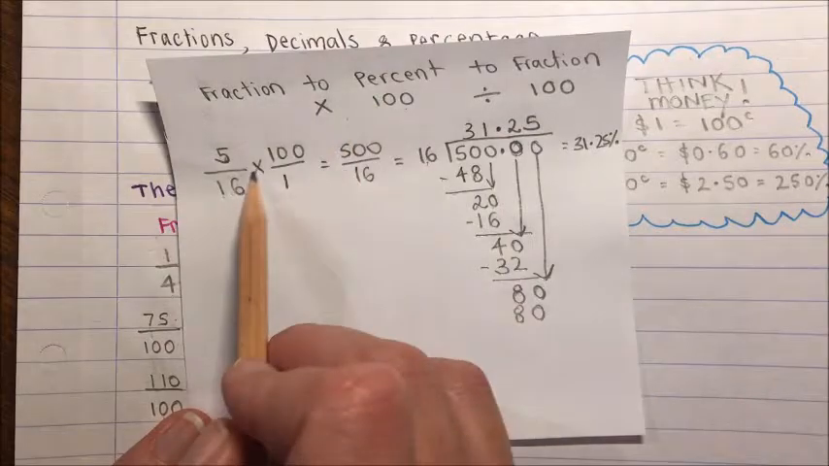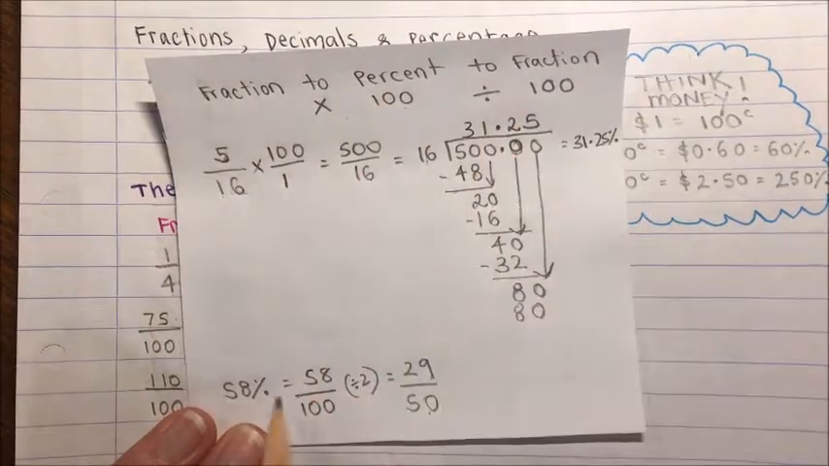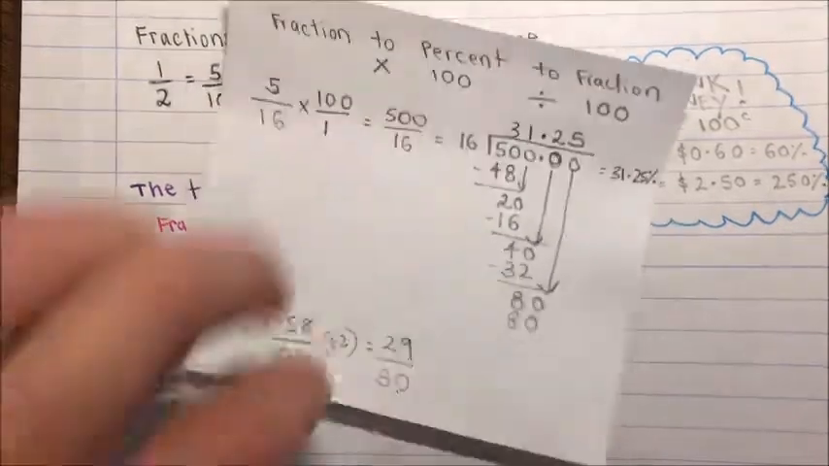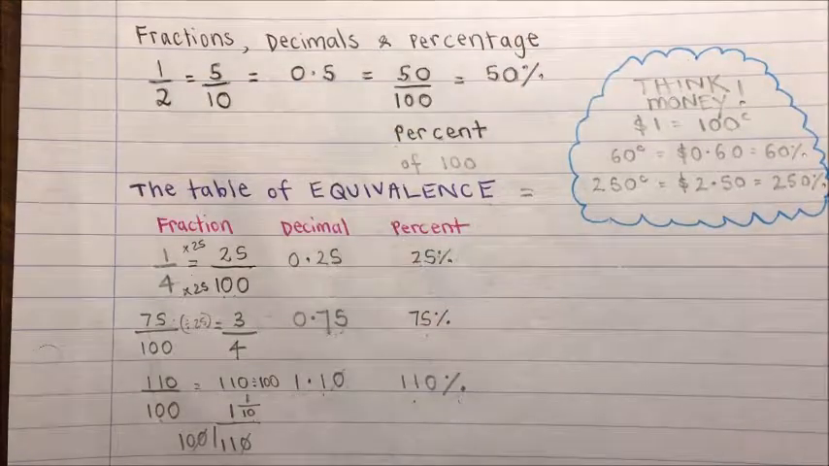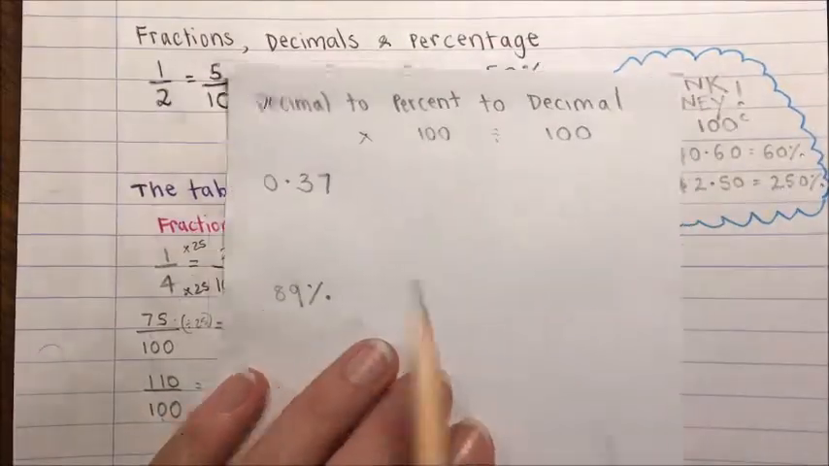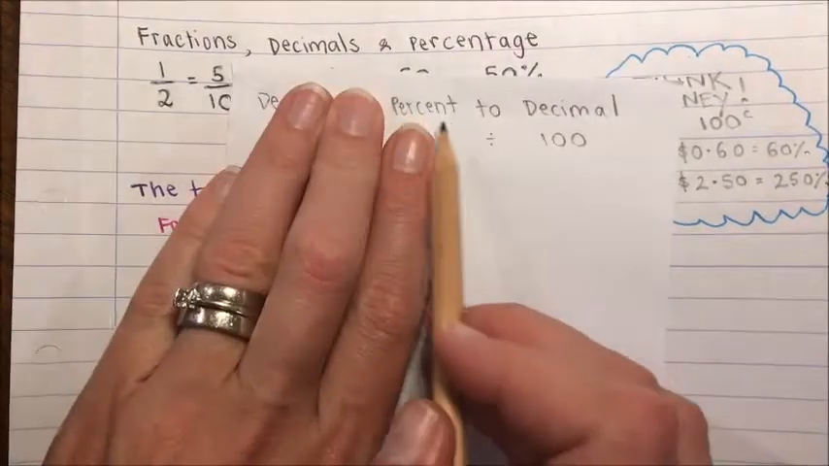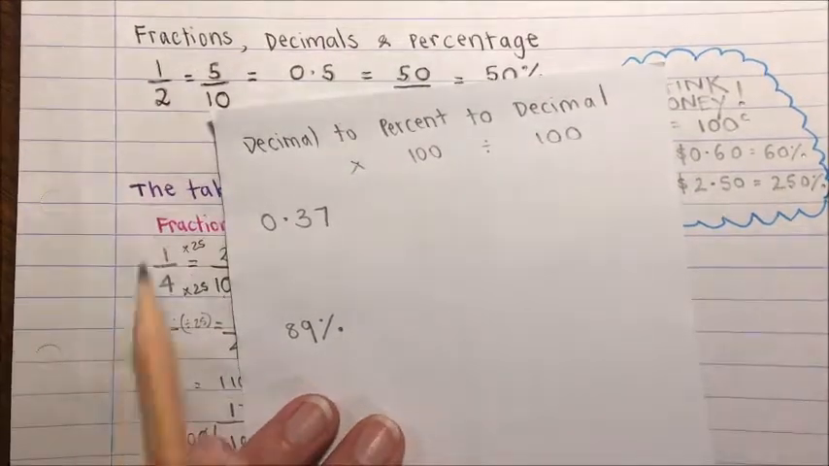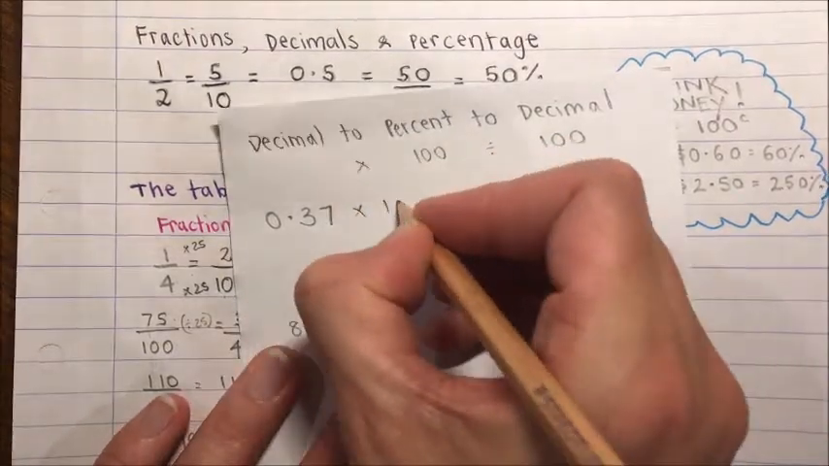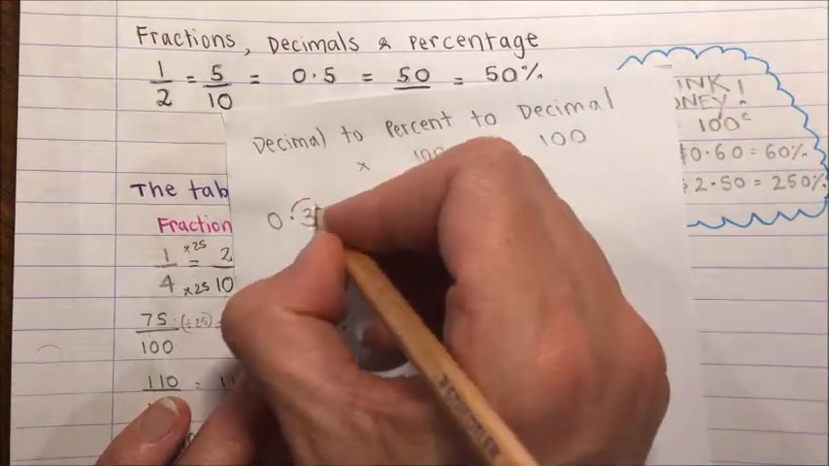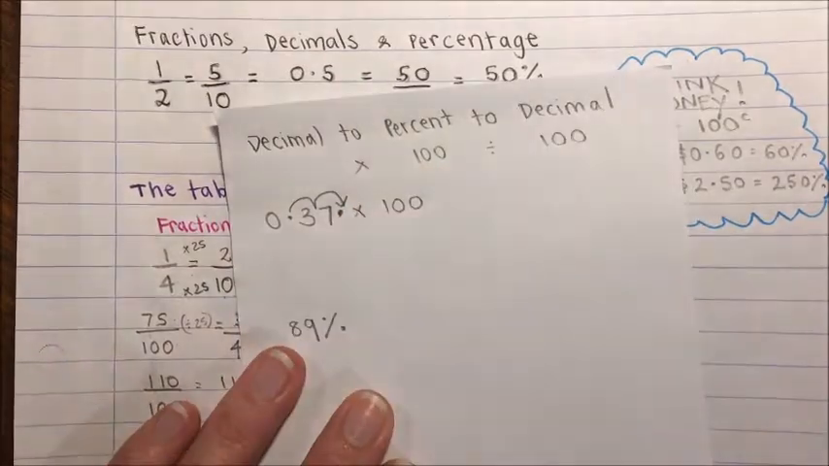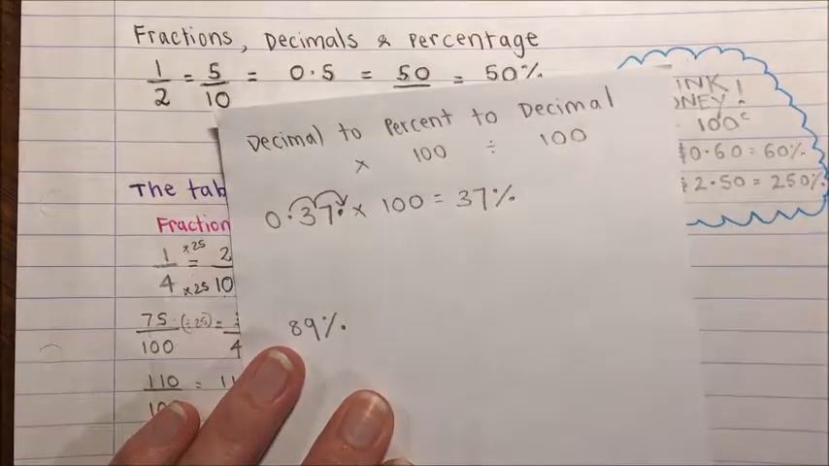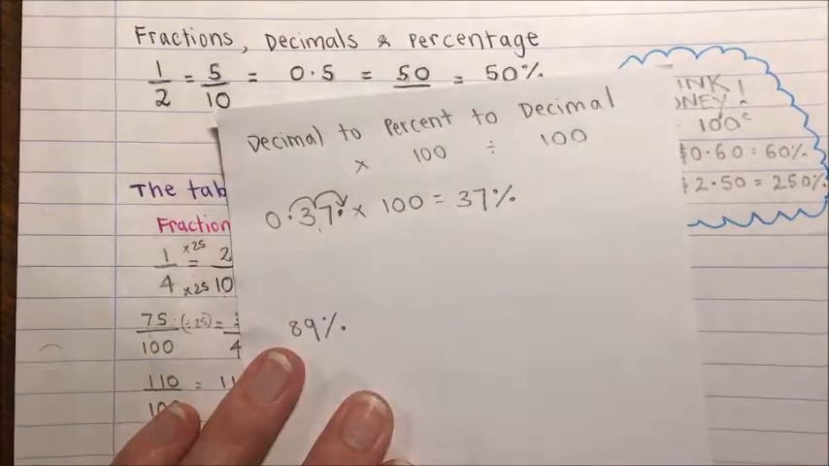So fraction to percent, times by 100; percent to fraction, basically divide by 100. All right, quick little reminder: decimal to percent, again, times by 100; percent to decimal, divide by 100. This one's mega fast. 0.37 times 100 is going to give me the percentage. Boom, boom. Moved it 2 times. It's 37%, because that's how you multiply by 100.